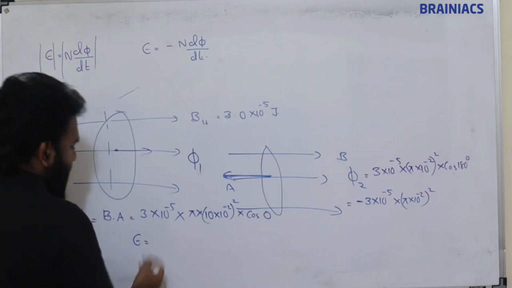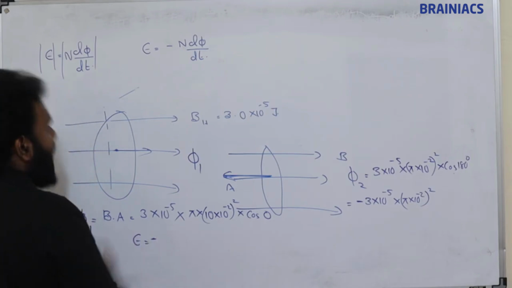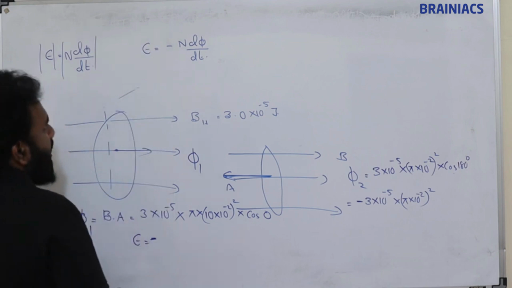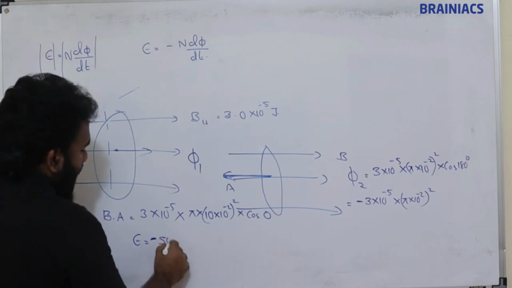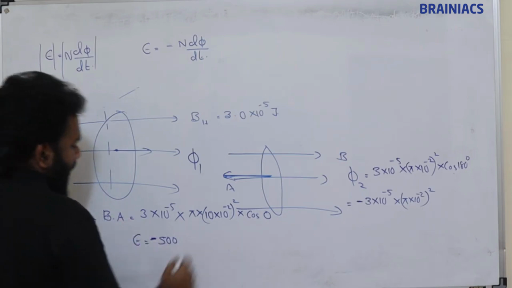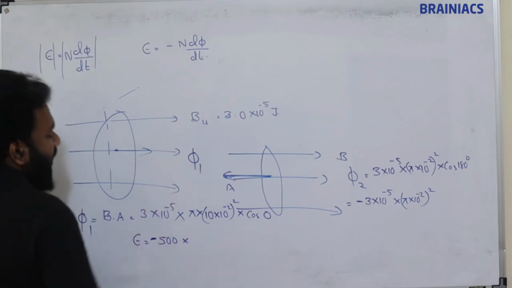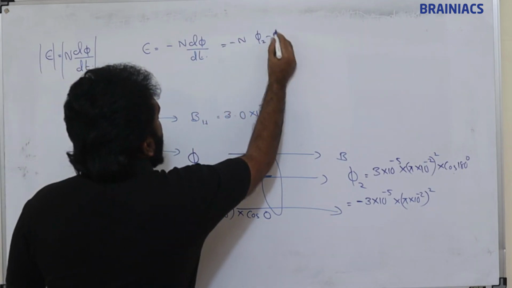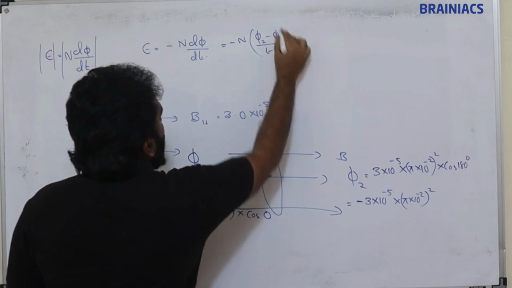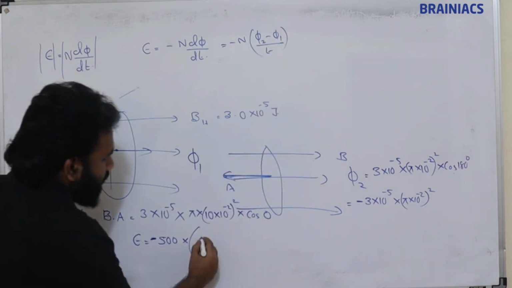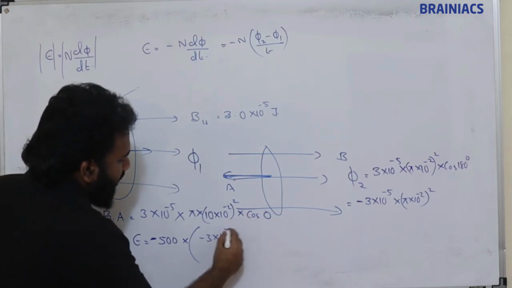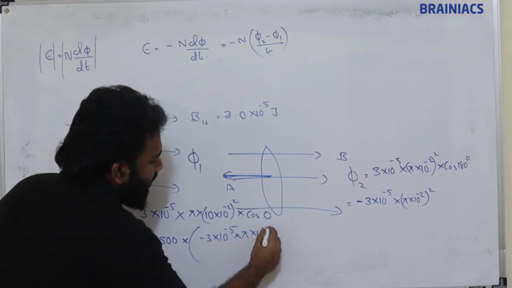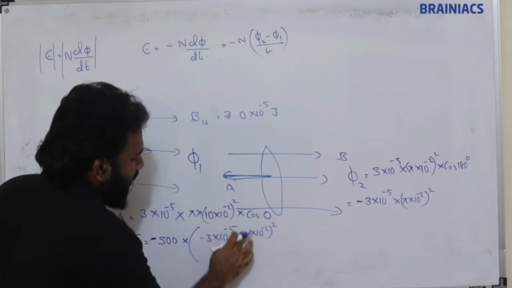So EMF is equal to negative of, this time we will consider this negative sign, 500 turns are there, that also we will put, into d phi by dt. So this is just like minus n into phi2 minus phi1 divided by t. Okay, so phi2 is minus 3 into 10 raised to minus 5 into pi into 10 raised to minus 2 the whole square.